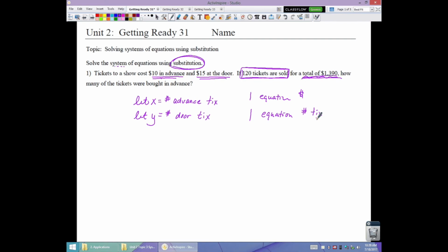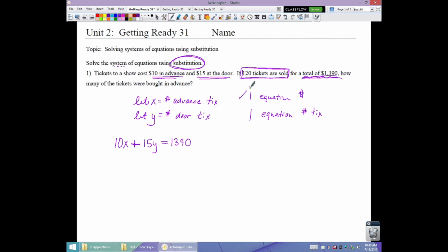Okay, so the equation about money: it's $10 for every advance ticket and I'm selling x of those, so 10 times x. I'm also, in addition, going to sell some door tickets. They're $15 each, and I sell y of those. Now, both of these terms, the 10x and the 15y, are about money, the money made from selling those tickets. So it's not going to equal the 120, but the 1,390, because that's the one that's about money.